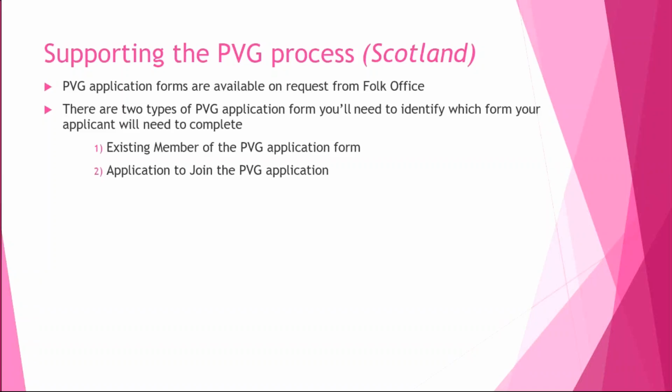There are 2 types of PVG application form. You'll need to identify which form your applicant will need to complete. The 2 types of forms are: 1. The existing member of the PVG application. This form is for volunteers who have already applied to join the PVG scheme. This form is a request for a new certificate to be produced for Woodcraft Folk, and so our interests are noted on their PVG membership record. Or number 2, the application to join the PVG scheme. This form is to be used for all volunteers who are applying to the PVG scheme for the first time.